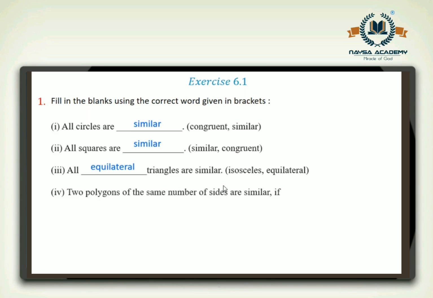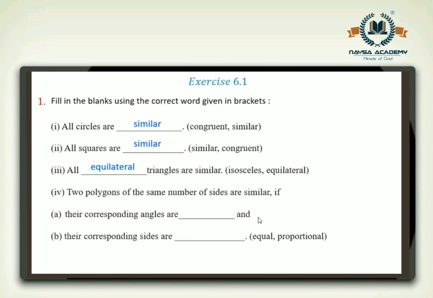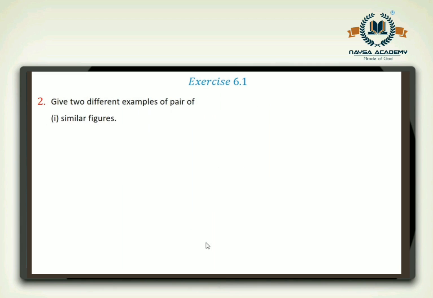Two polygons of the same number of sides are similar if their corresponding angles are dash and their corresponding sides are dash. We have to choose from equal and proportional. So the corresponding angles are equal and the corresponding sides are proportional. Okay, this is our first question. Now let us move to the second question.